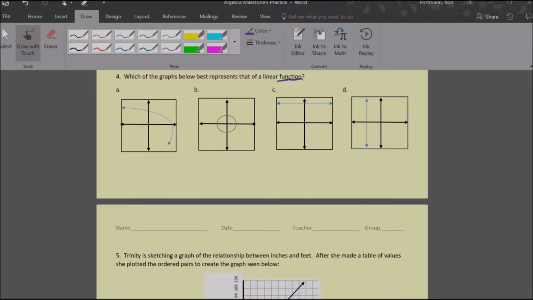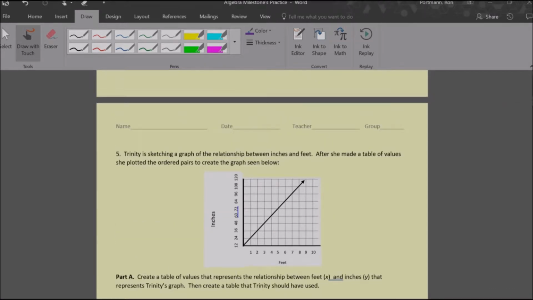D is not a function because it does not pass the vertical line test. It is not a function if there is more than one y for a value of x. So that ordered pair right there could be negative 4, 0. And this ordered pair right here could be negative 4, 0. This ordered pair could be negative 4, positive 3. So you'd have the same x with different y's, so that's not a function. The only one that's a linear function is C. All right, moving on.